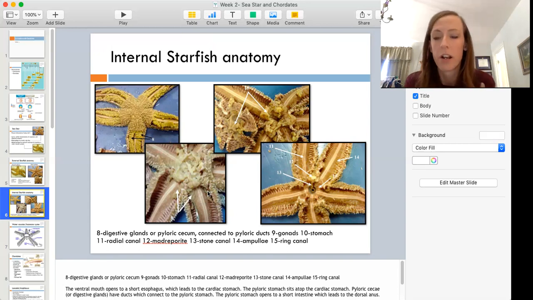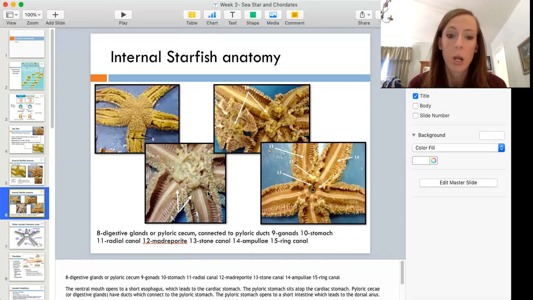They're usually smaller. Sometimes they can get quite large depending on the developmental stage of the sea star, but they look similar, usually paler in color than the digestive glands, but in each of the arms as well, and smaller than the digestive glands. All right, and then we also should look for the stomachs.